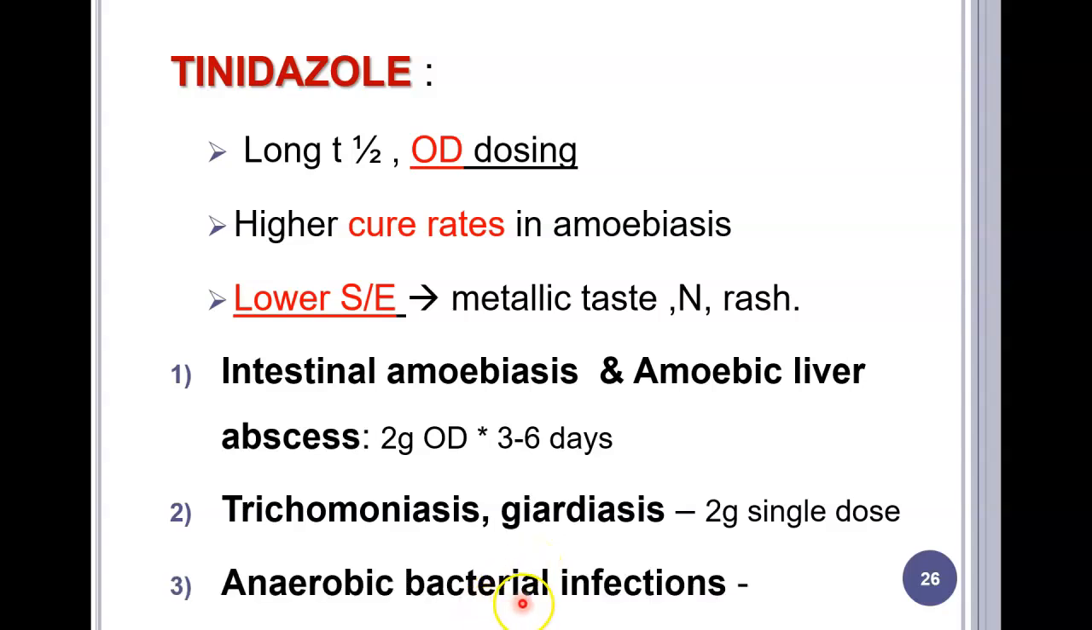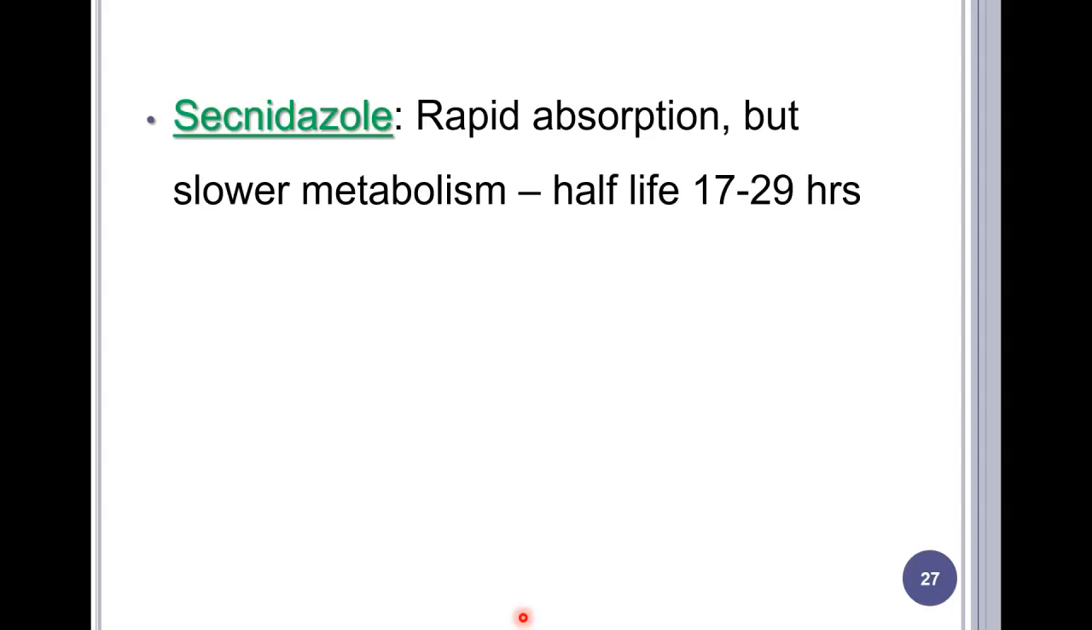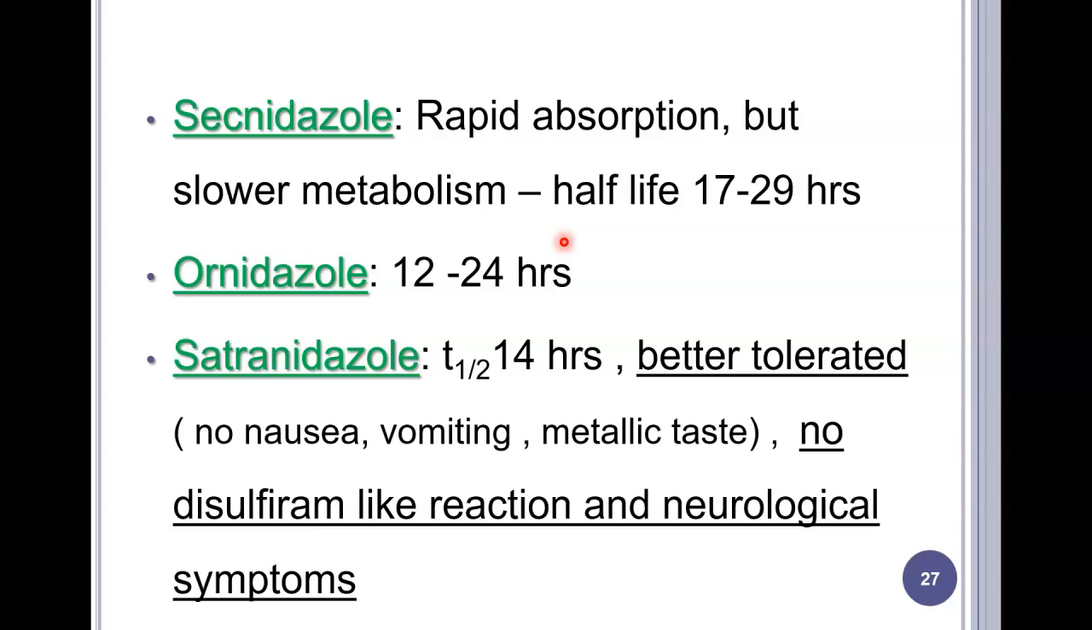Also for anaerobic bacterial infection, 2 gram orally followed by 0.5 gram twice daily for 5 days. Secnidazole has rapid absorption and slower metabolism, so it has a very long half-life of 17 to 29 hours. Ornidazole has a half-life of 12 to 24 hours. Satranidazole has a half-life of 14 hours. It is better tolerated because it does not cause nausea, vomiting, metallic taste, disulfiram-like reaction, and neurological symptoms.